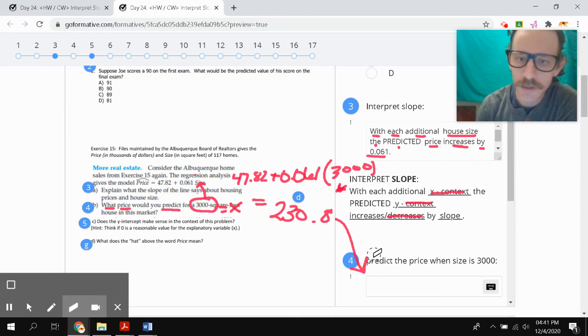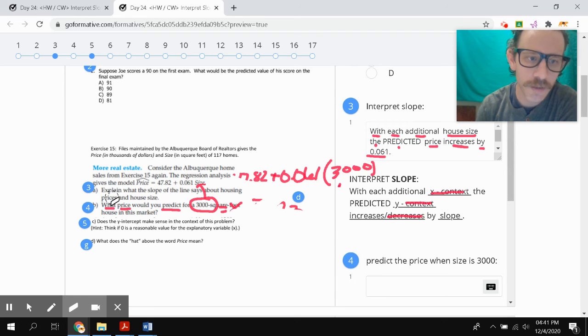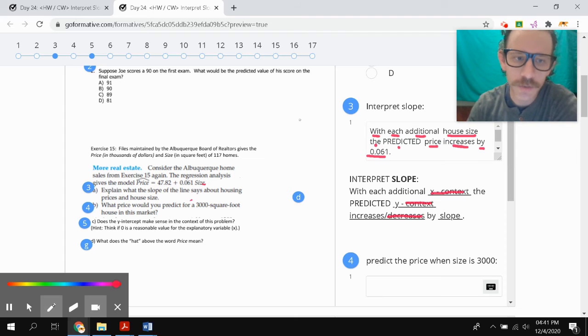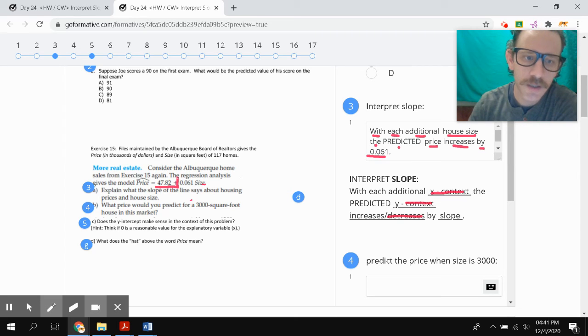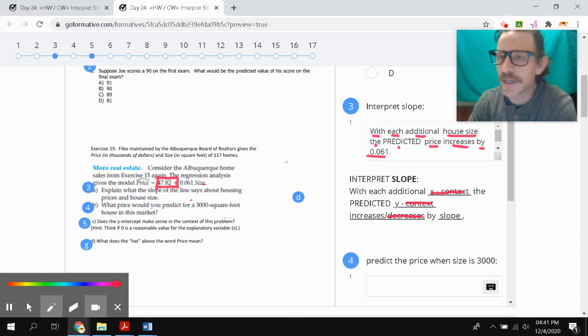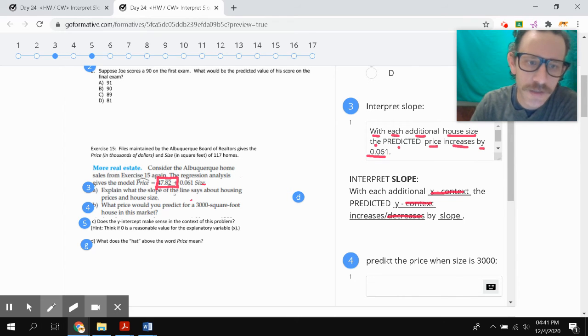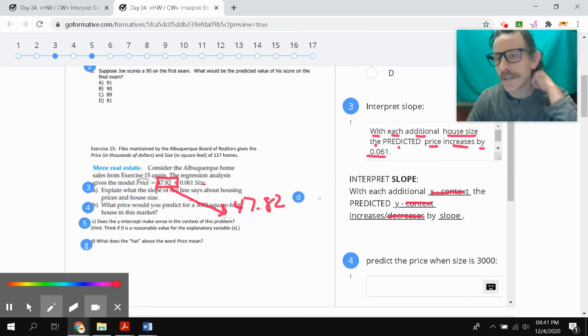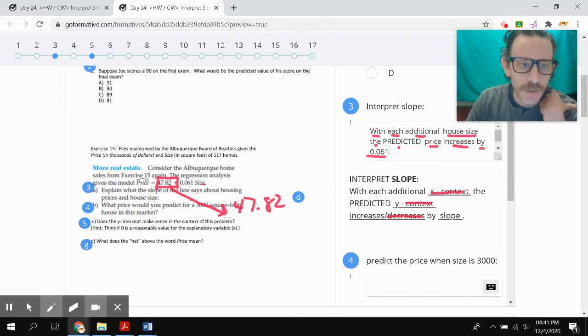Let's get this stuff out of the way. And now let's talk about whether or not the y-intercept makes sense. So the first thing we're going to do is identify what the y-intercept is. We already looked at slope. Y-intercept is the number that's by itself. Normally, in algebra, you have that last in the equation, but in stats, we write it first. So the y-intercept is 47.82.